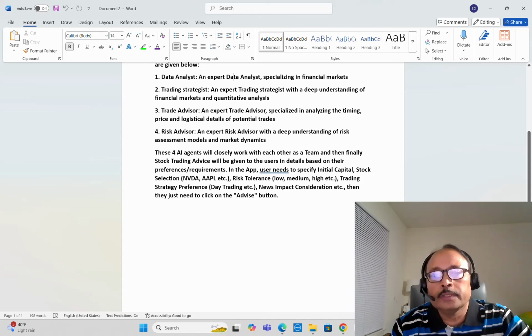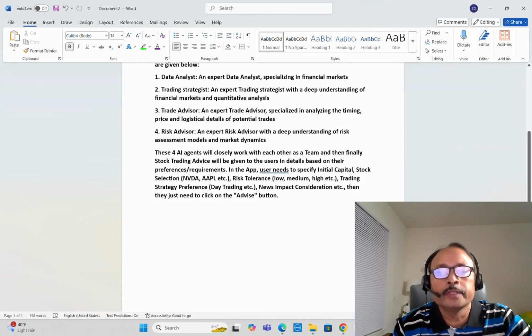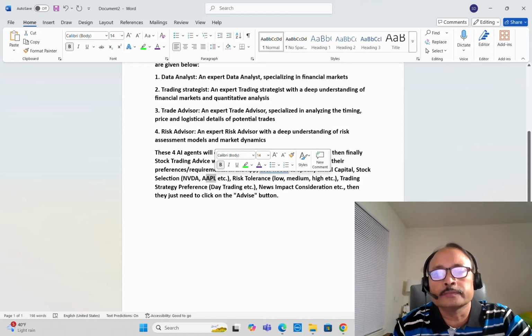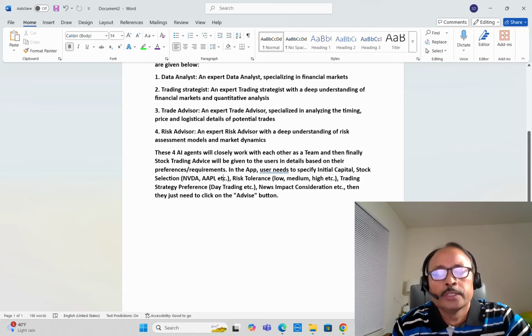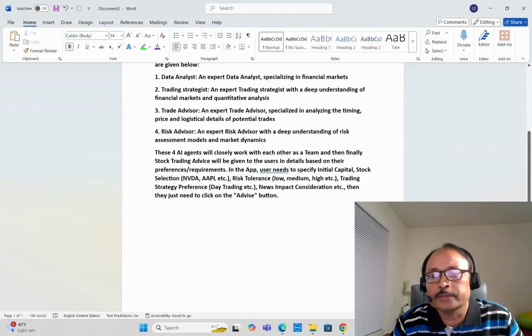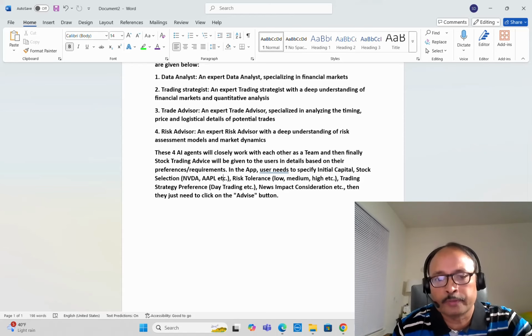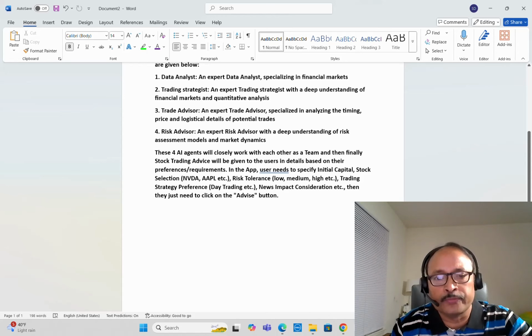So in this app, the user needs to specify some details as per the user's requirements. What are those details? The initial capital. Then the user has to specify the stock, like NVDA for the NVDA stock, and AAPL for Apple, etc. Then risk tolerance, whether medium risk, high risk, or low risk. Then trading strategy preference, let's say day trading, etc.